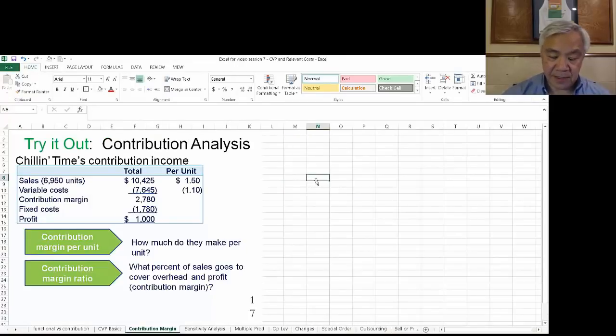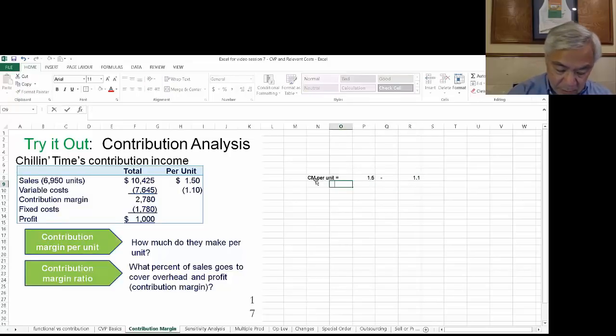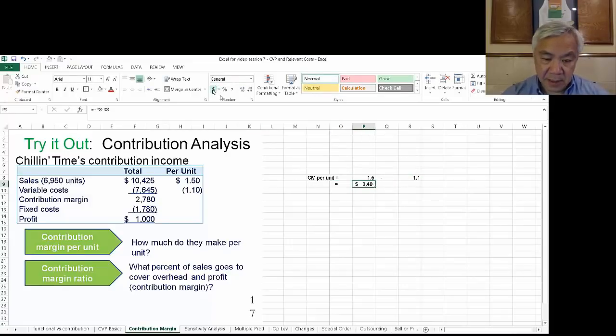The easy one is the contribution margin per unit. And what does that equal? It equals the price, $1.50, and subtract the variable cost, which is 1.10. And so that equals 40 cents. So this again is stated in 40 cents per unit. So stepping back, for every ice cream we sell at $1.50, we make 40 cents.